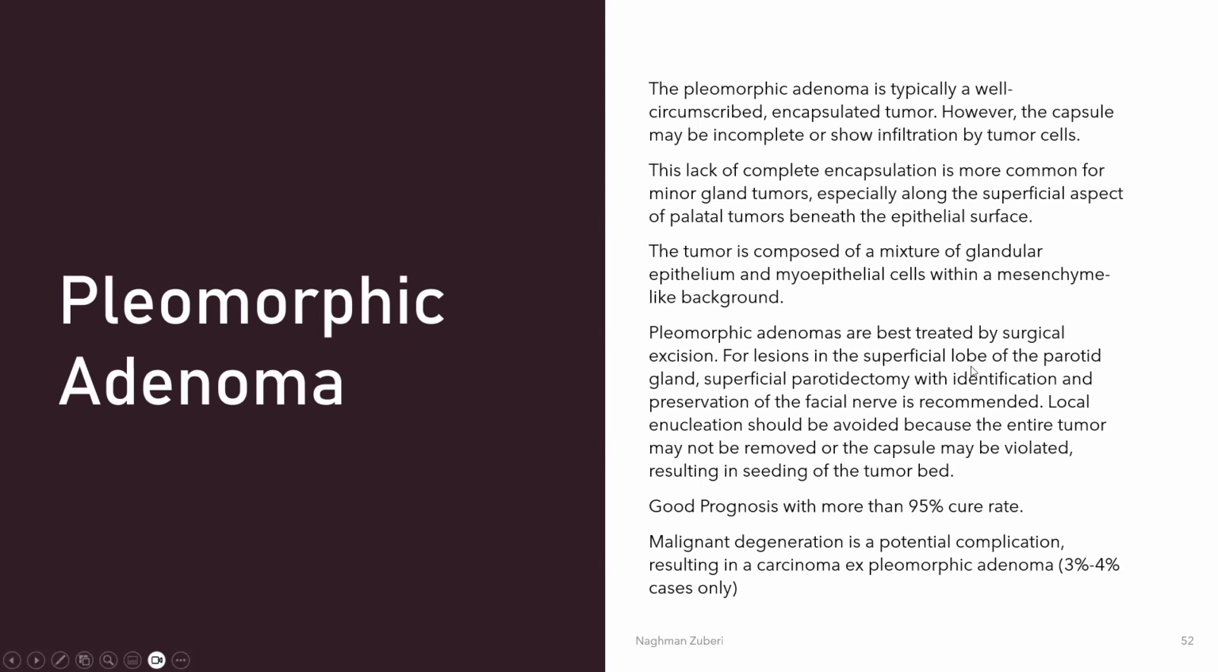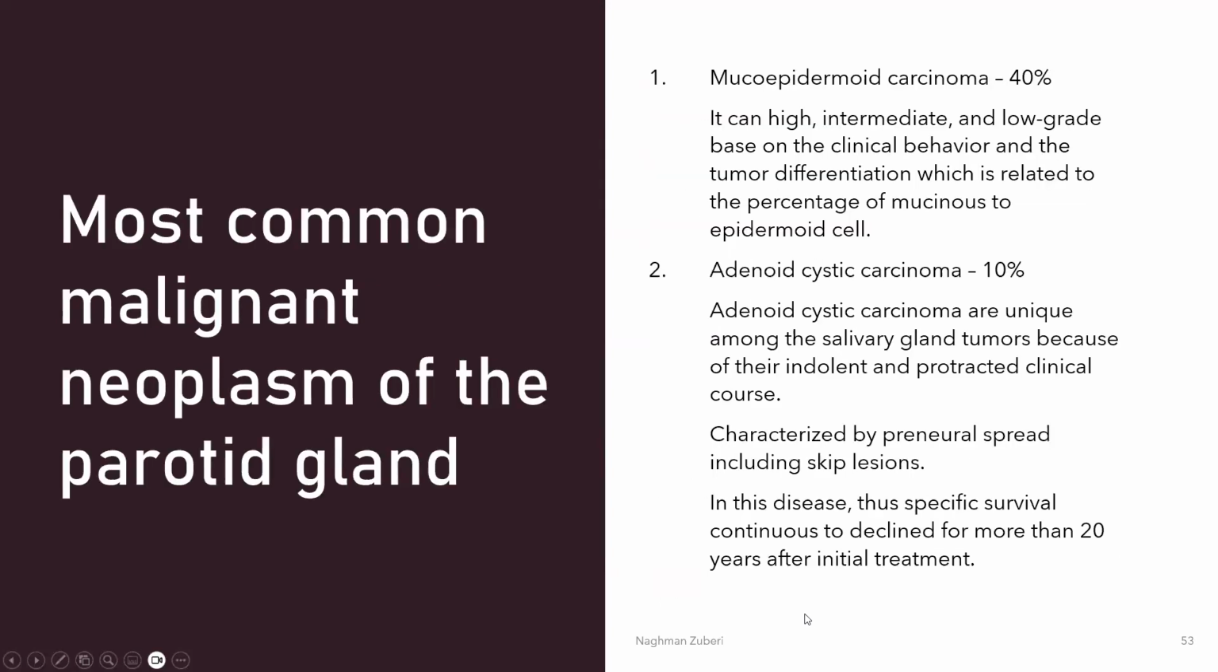For lesions in the superficial lobe of the parotid gland, superficial parotidectomy with identification and preservation of the facial nerve is recommended. Local enucleation should be avoided because the entire tumor may not be removed or the capsule may be violated, resulting in seeding of the tumor bed. Good prognosis with more than 95% cure rate. Malignant degeneration, resulting in carcinoma ex pleomorphic adenoma, is a potential complication in only 3% to 4% of cases.